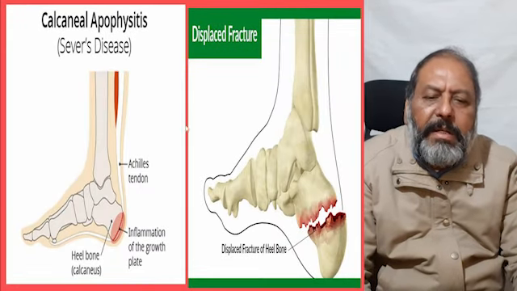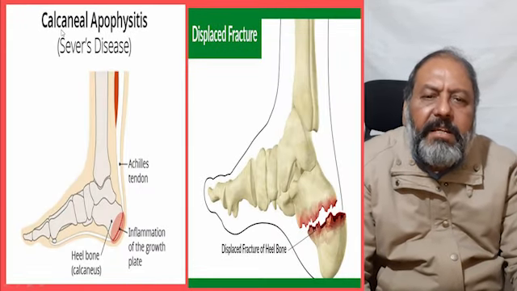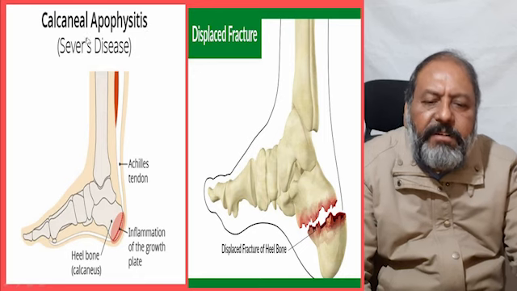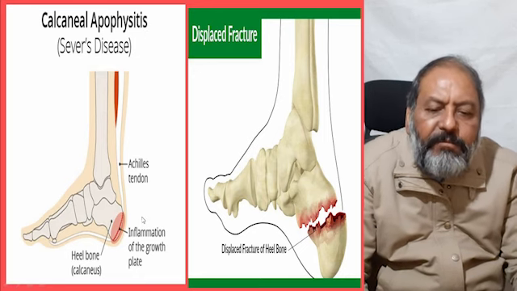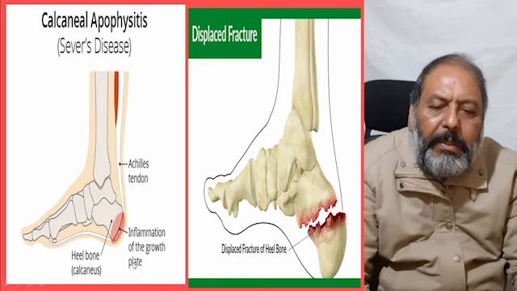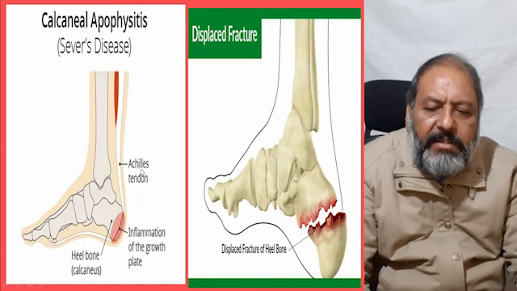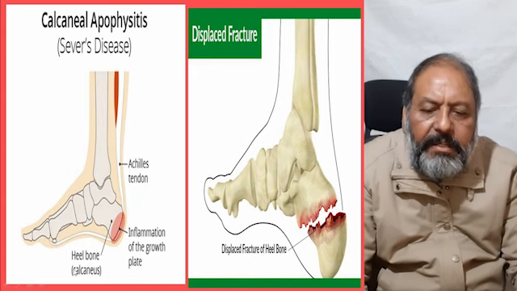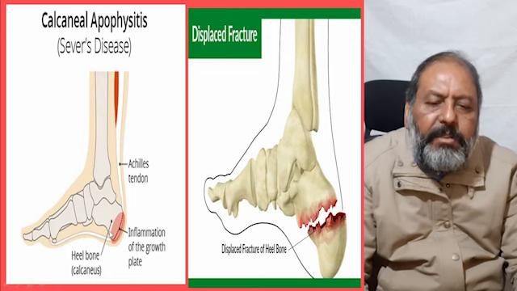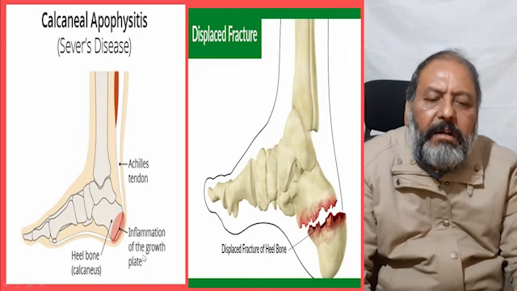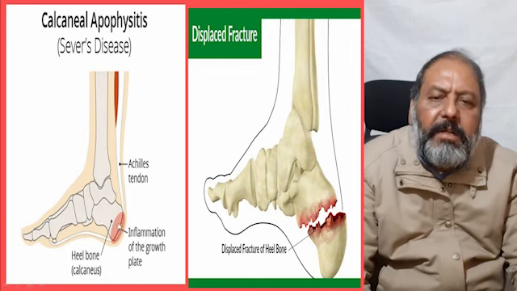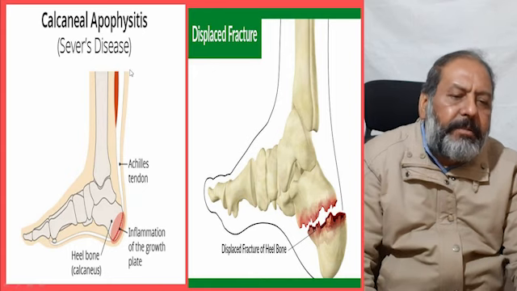And here one can see the calcaneal apophysitis, Sever's disease. There is inflammation of the growth plate of the calcaneal bone, and here is the Achilles tendon, and there is the heel bone, calcaneus. So there is inflammation of the growth plate of the heel, which is called Sever's disease.